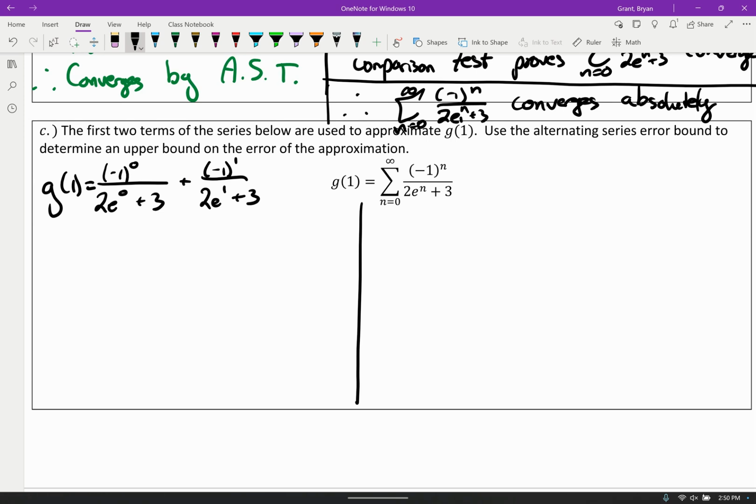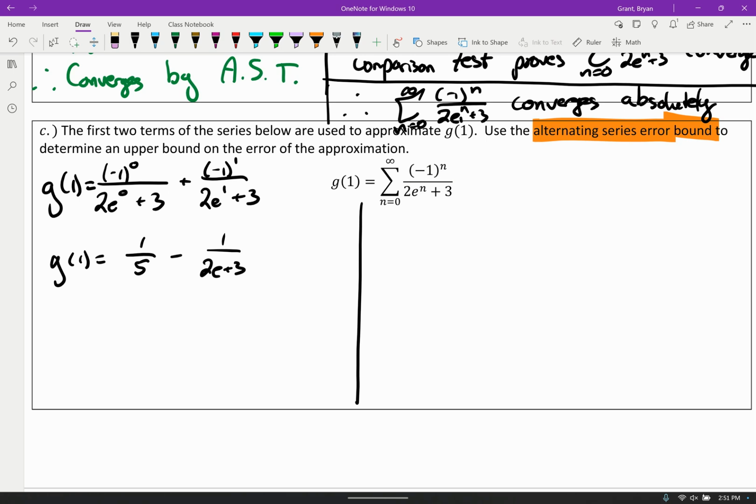Now, that's not g of 1, probably, because g of 1 is every single term, an infinite amount, right? This you could clean up if you wanted. This would be 1 over 2 plus 3, which is 5, minus 1 over 2e plus 3. Some value. Great. But that is probably not the right value. So their question is, use the alternating series error bound to see how much you could be wrong by. Well, there's a nice little proof in a previous video that says if your series is alternating in sign, then all you need to do is find the very next term you didn't use, and that is the most you can be wrong by.